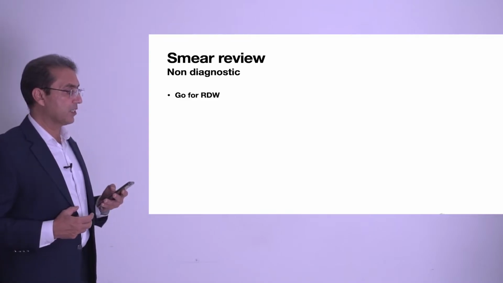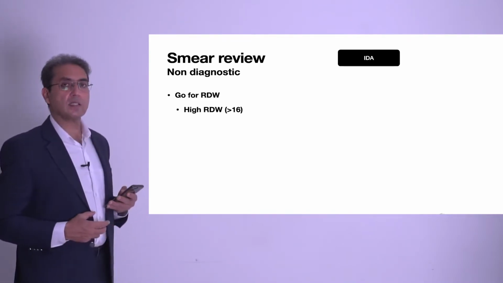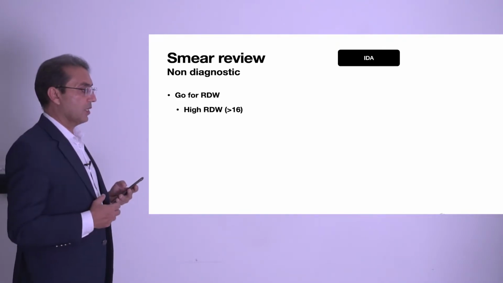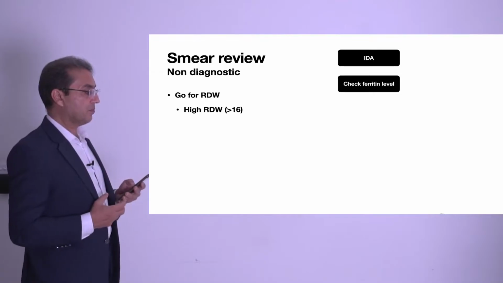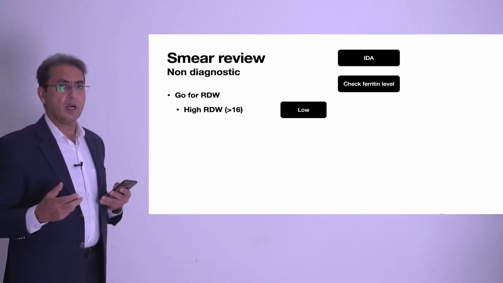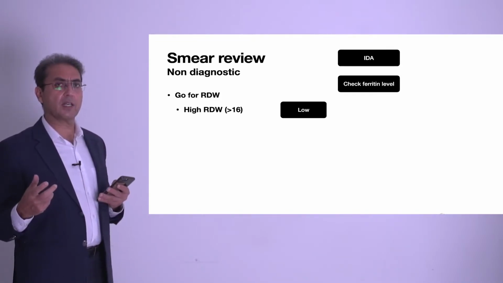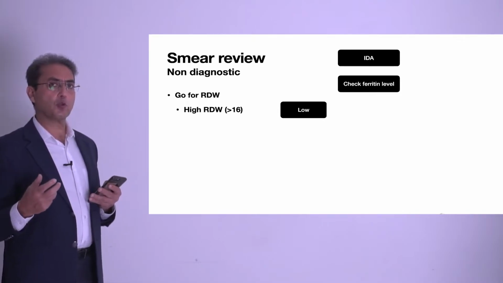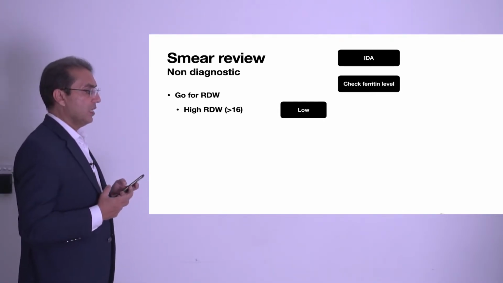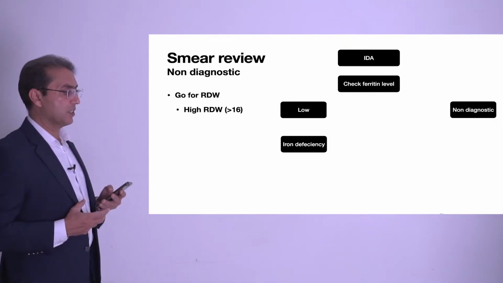And if the red cell distribution width is more than 16, the possibility is iron deficiency anemia. When we see this, we go for checking the ferritin. If the ferritin is low, this is iron deficiency anemia. Virtually, this is iron deficiency anemia. Rarely, when there is congenital ferritin deficiency, this may not truly reflect, but that is a very uncommon case. And if the ferritin is non-diagnostic, we go for transferrin saturation.